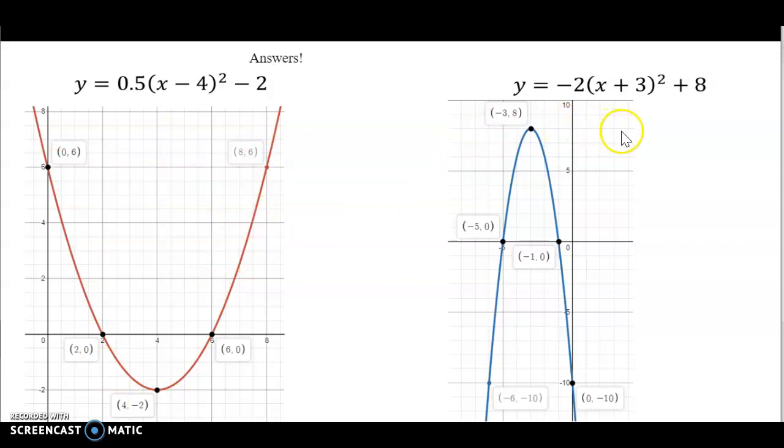And then the second graph should look like this: negative 3, 8 as the vertex, negative 5, 0 and negative 1, 0 as the x-intercepts, and 0, negative 10 as the y-intercept. Great, I'm going to stop it right here for the second recording, and I'll get started with the third recording.